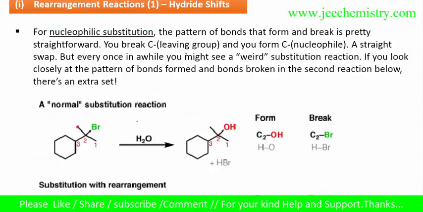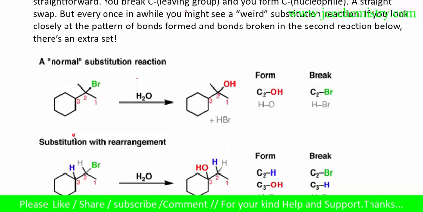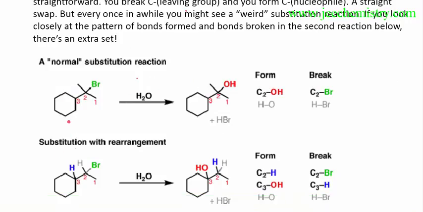Hydride shift means hydrogen shift. Whenever a carbocation is formed and there is a possibility to become a more stable carbocation, if there is a hydrogen in the place where a more stable carbocation is possible, then the hydrogen will shift to the carbocation, and this process is called hydride shift. I'll explain by an example.